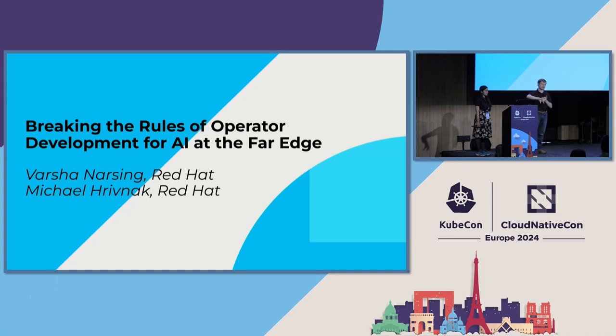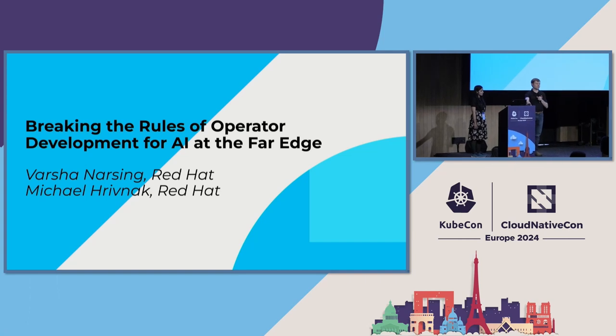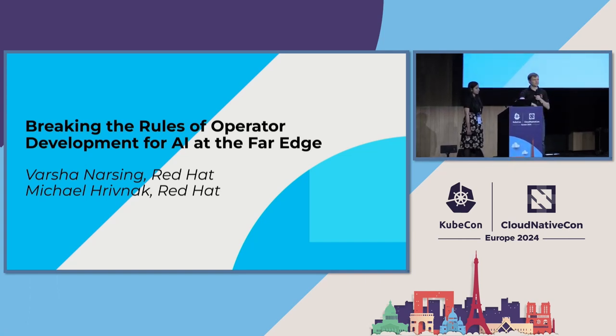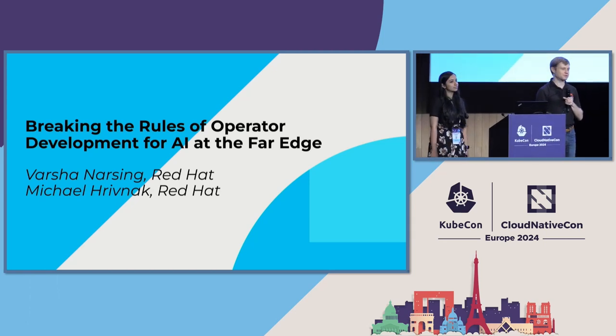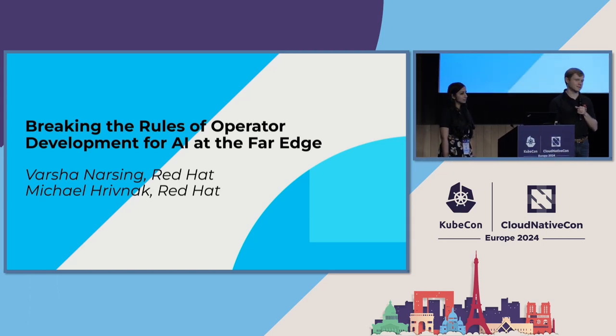We're turning some of this upside down for this very specific use case of the far edge, and in particular, AI at the far edge. It doesn't have to be AI at the far edge. Many of this will apply to any kind of smaller footprint, remote device sort of scenario. But increasingly, it'll be harder to find those edge workloads that don't have some AI involved.